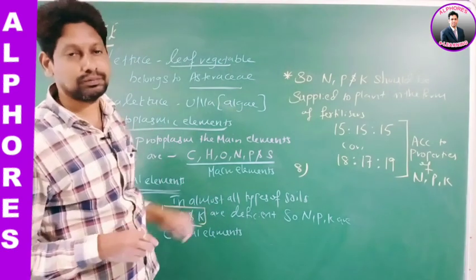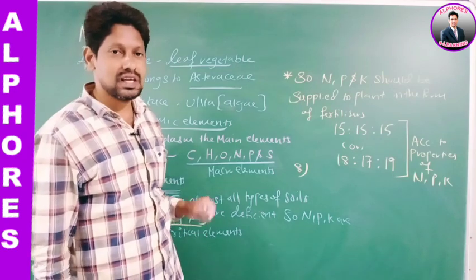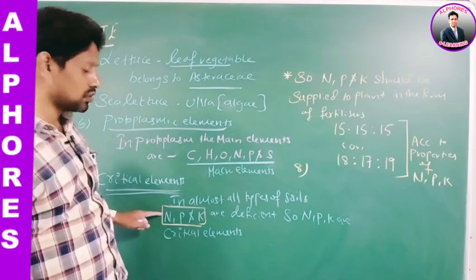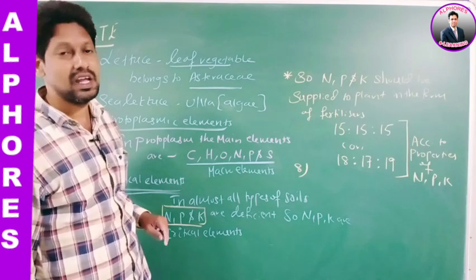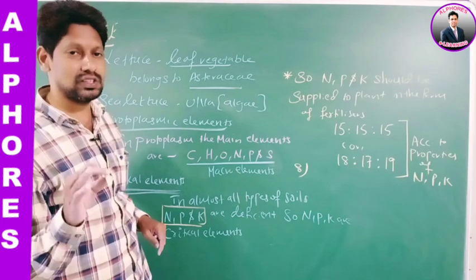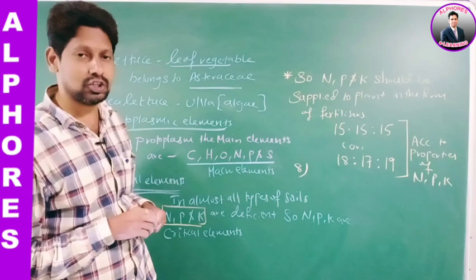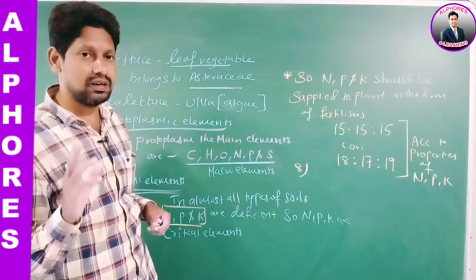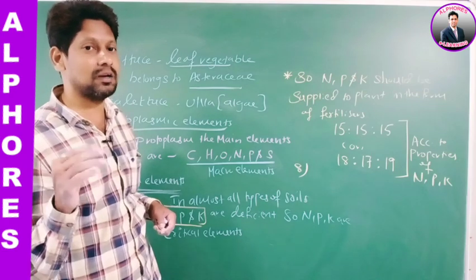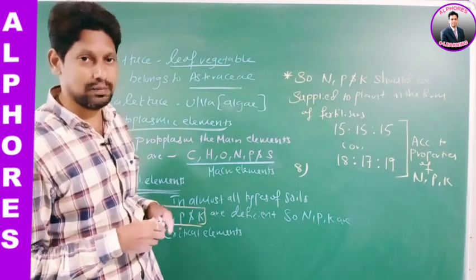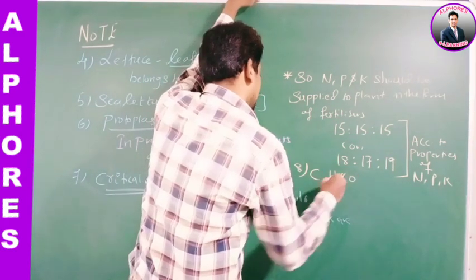Number 8. We are discussing some important statements in the note, right? Which elements are critical elements? Nitrogen, phosphorus and potassium. A plant never shows deficiency symptoms for carbon, hydrogen and oxygen. Why? Because these 3 elements won't be deficient in the plant at any time. Carbon, hydrogen and oxygen.